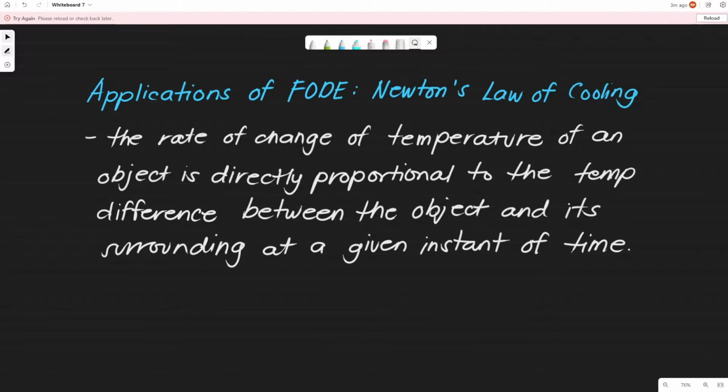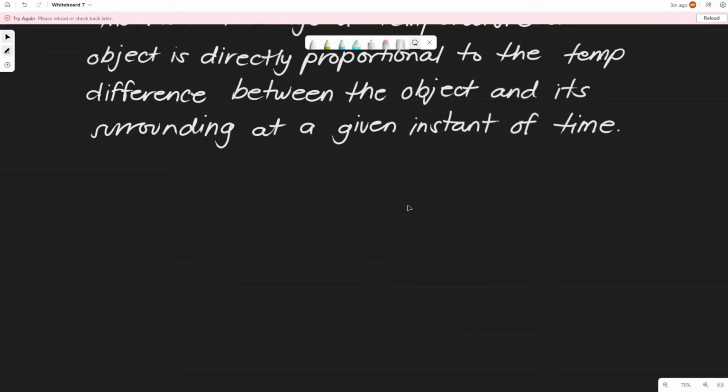The rate of change of the temperature of an object is directly proportional to the temperature difference. You need to take into consideration the temperature difference between the object and its surrounding at a given instant of time. So how are we going to model this differential equation? Our change in temperature, denoted by capital T with respect to time, small t, is directly proportional to the difference between the temperature of the object, denoted by T sub O, minus T sub S, the temperature of the surrounding.